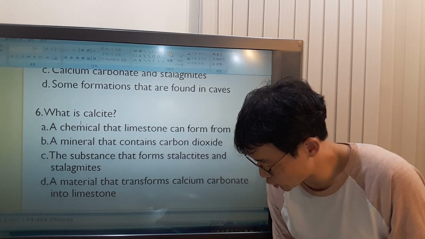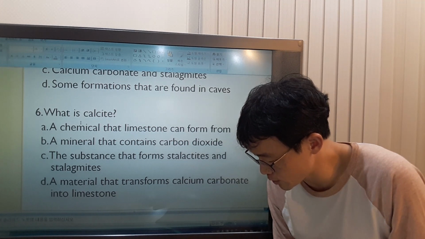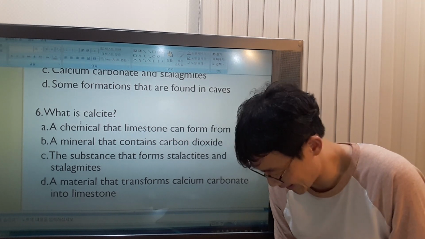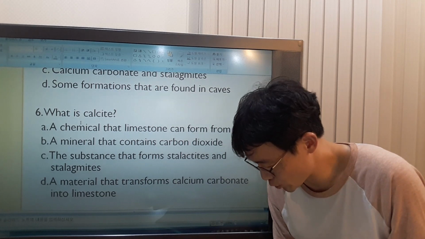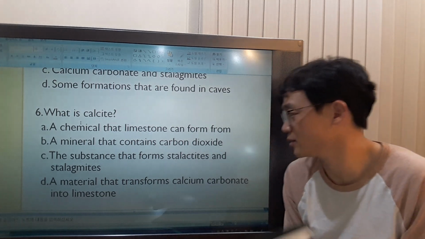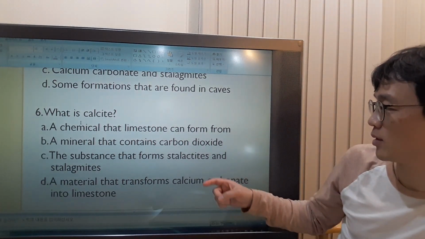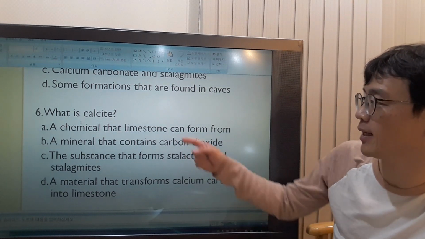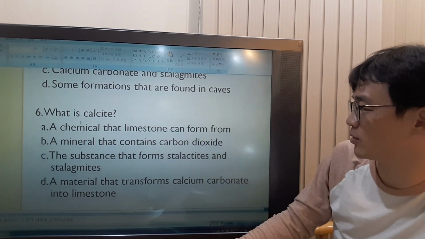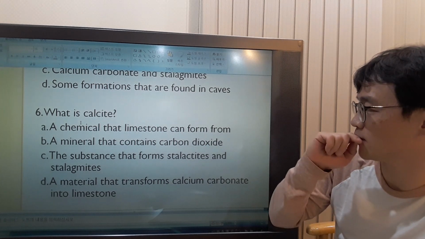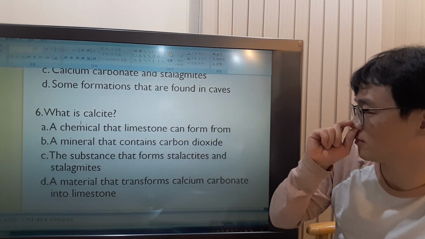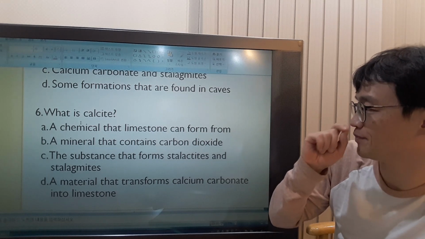Stalactites and stalagmites don't form in all caves. They only grow in limestone caves. They are formed mostly of calcite, which we also know as calcium carbonate. So C is the answer. A chemical that limestone can form from. This is the opposite, right?